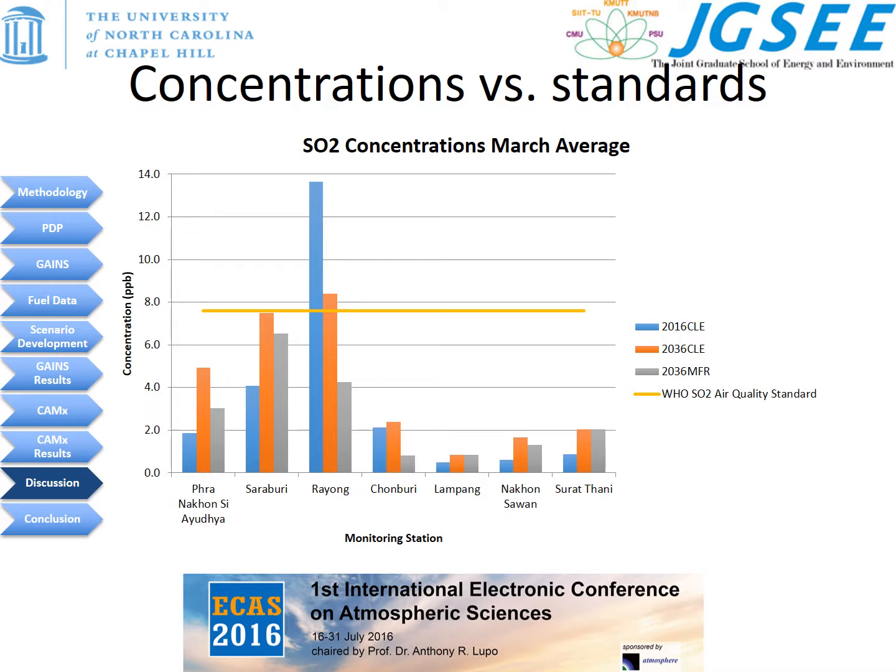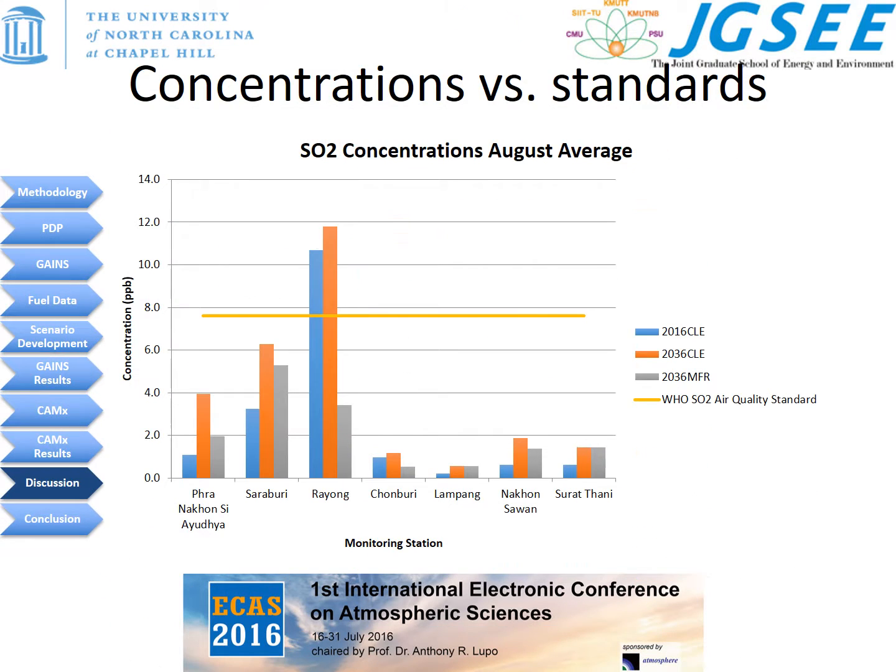It's worth noting that Rayong has high population density. Bringing SO2 pollutants to safe levels could benefit many people. Saraburi also experienced a notable drop in concentration in the MFR scenario. In August, the trend held through. Rayong experienced the greatest drop in concentration of SO2 between the CLE and MFR scenario.